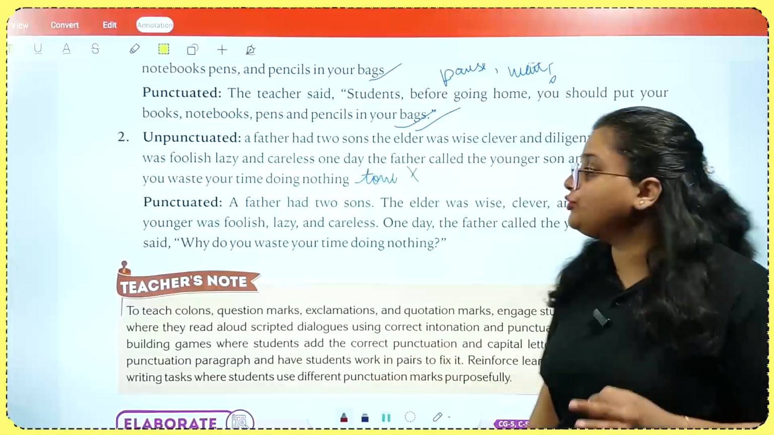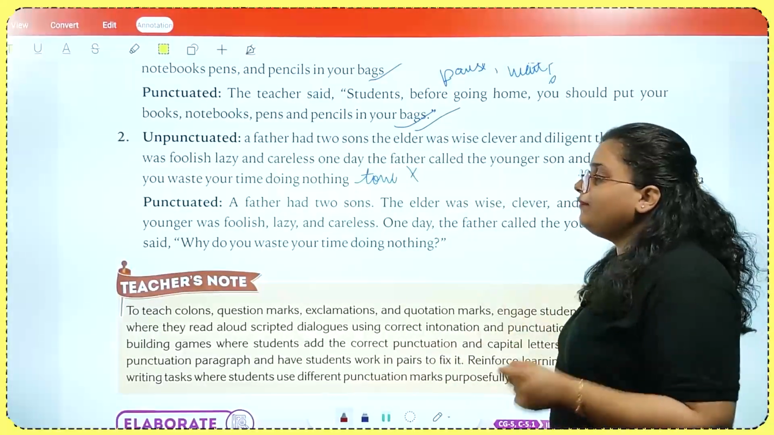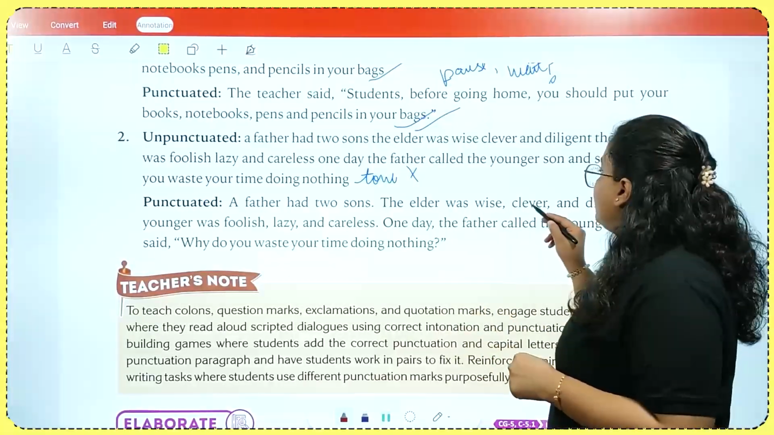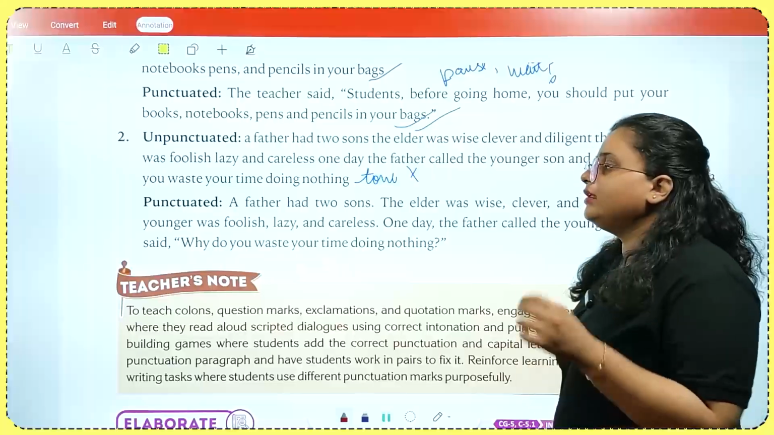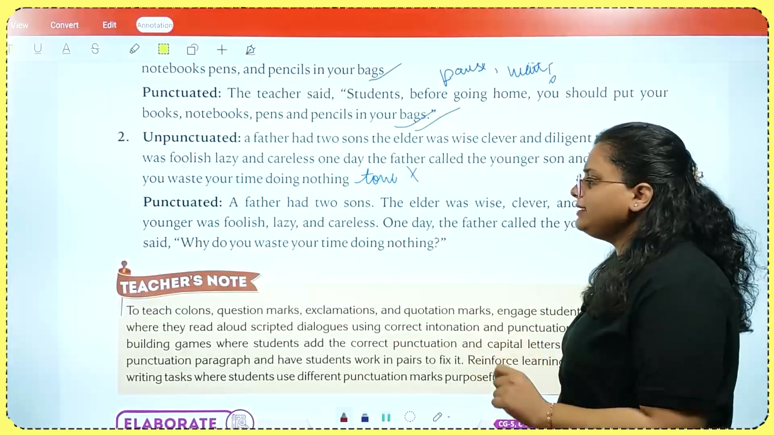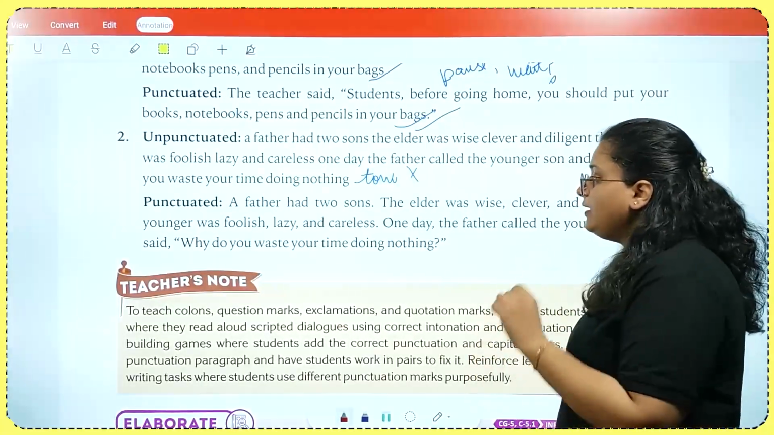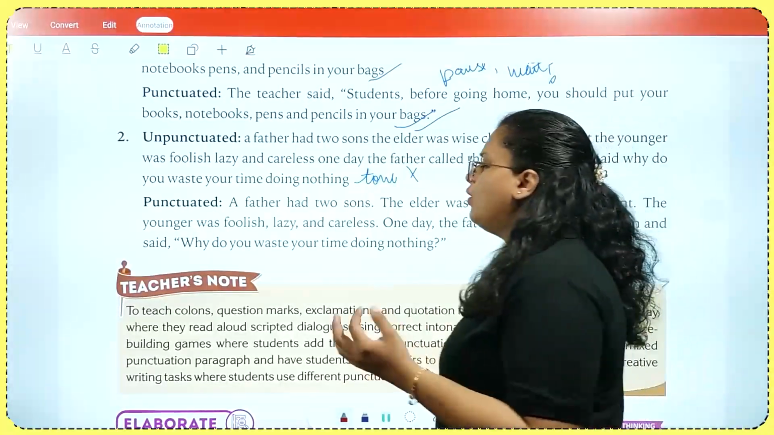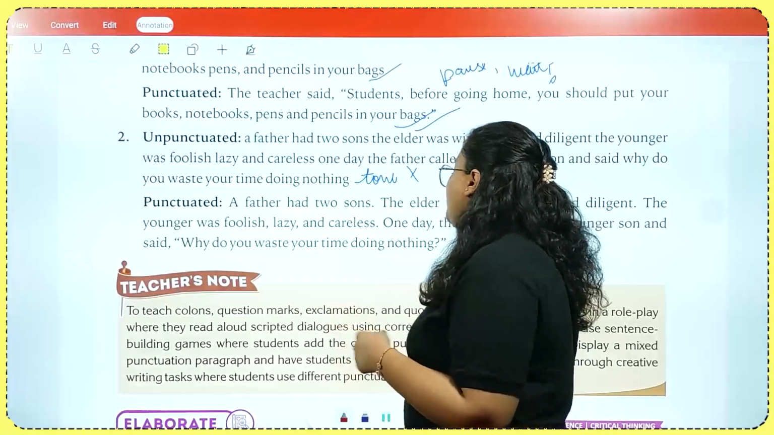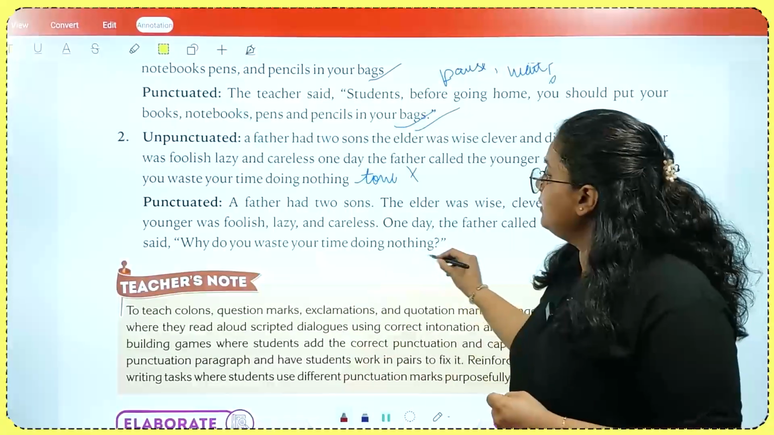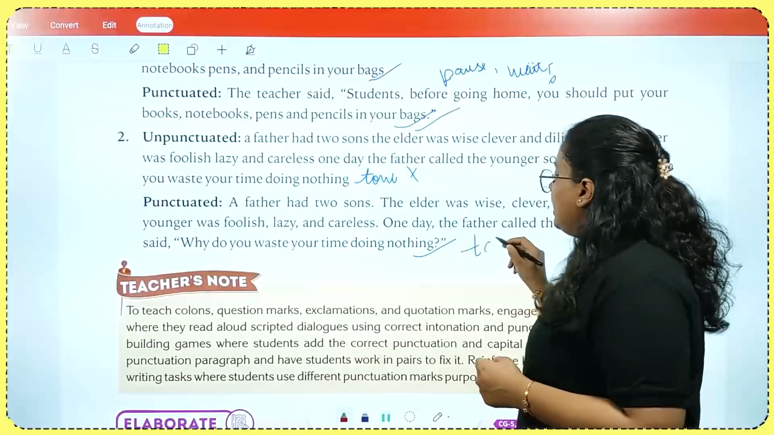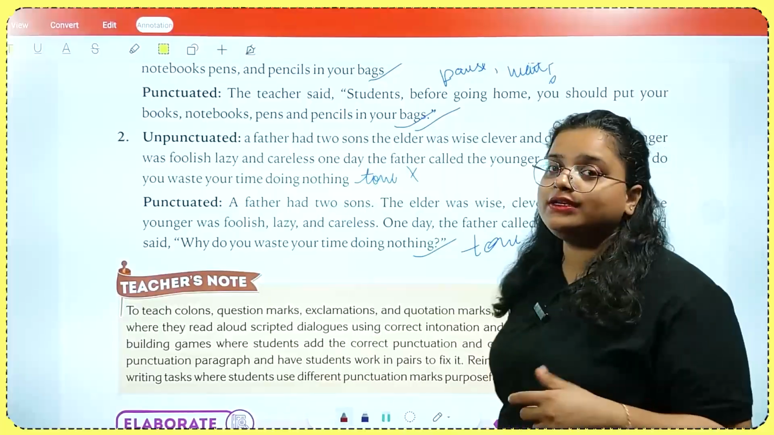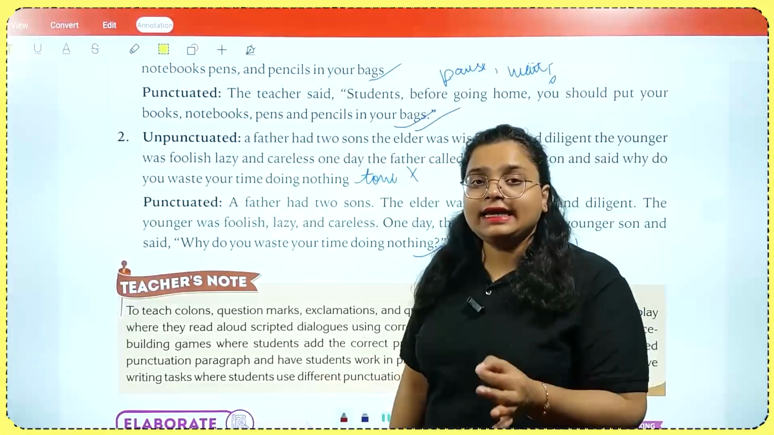But when it's punctuated, I'll read it like this. A father had two sons. The elder was wise, clever, and diligent. The younger was foolish, lazy, and careless. One day, the father called the younger son and said, "Why do you waste your time doing nothing?" Here, there was a tone. I waited. There were expressions because I knew where the sentence was ending. Okay.